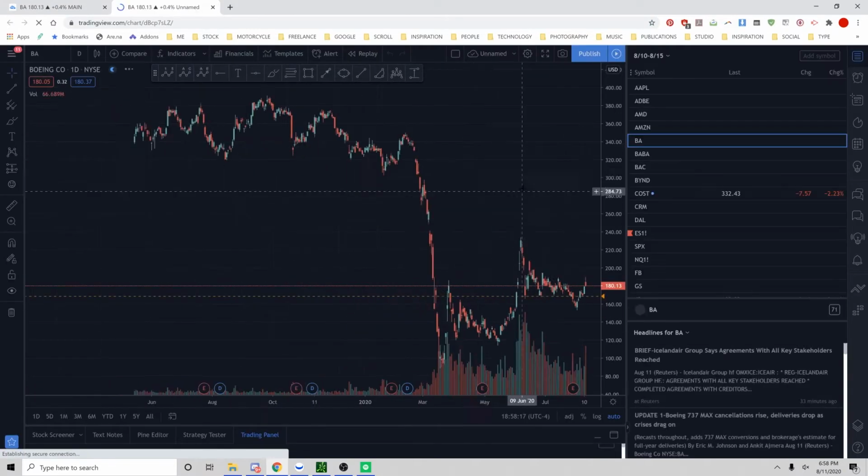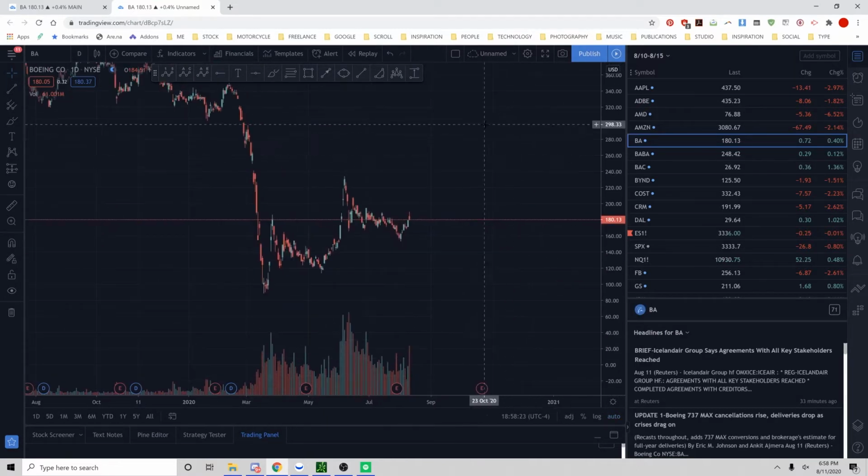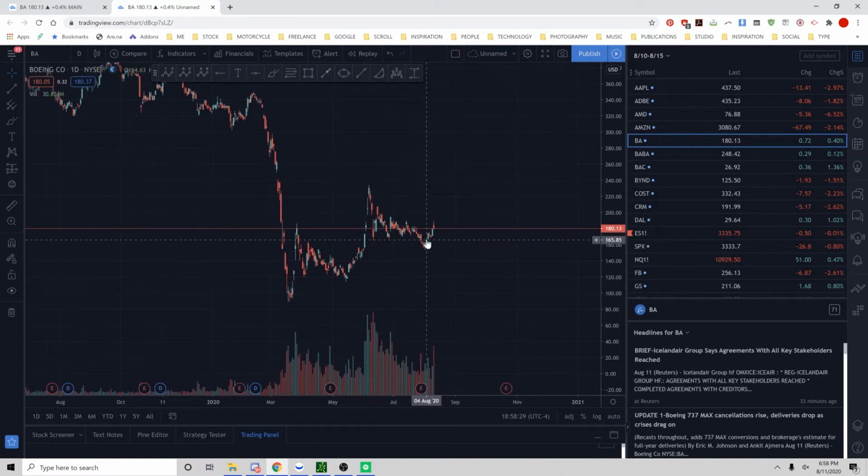So here is, let me delete this real quick. Alright, so here is BA. At the time we were looking at it, when I was first doing this analysis, it was right here, pretty sure, 170. It was kind of dropping. It lost this 170 area, this kind of support right here, and it was dropping pretty hard.